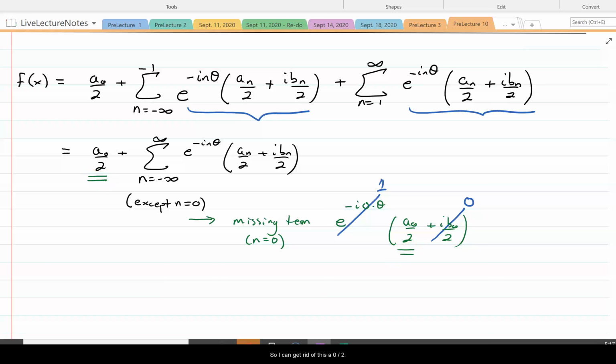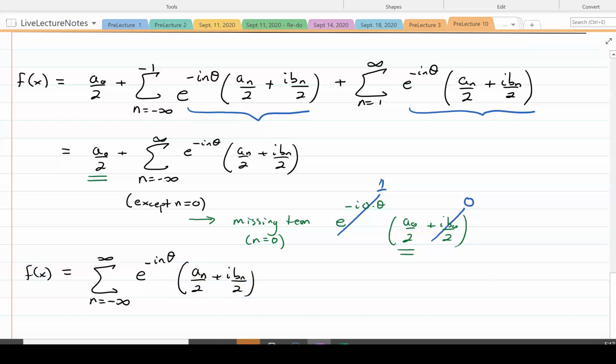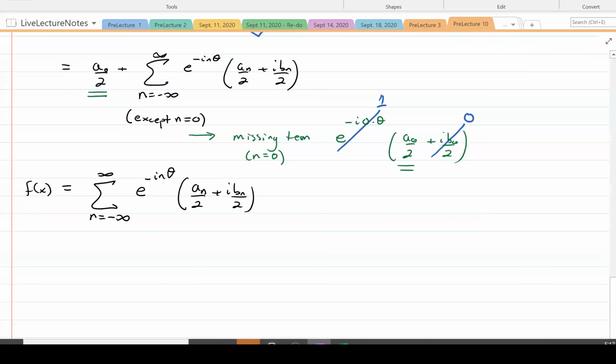So I can get rid of this a0 over 2 and just bring it inside the summation n equals minus infinity to infinity. Just this, e to the minus I n theta, an over 2 plus I bn over 2. This is f of x. Okay? So I've written it all in just one single summation there.